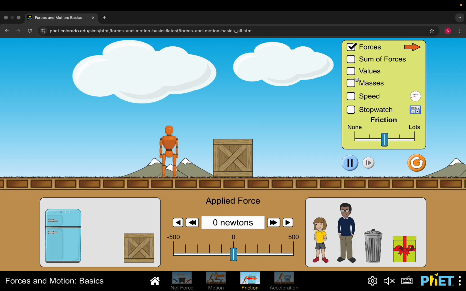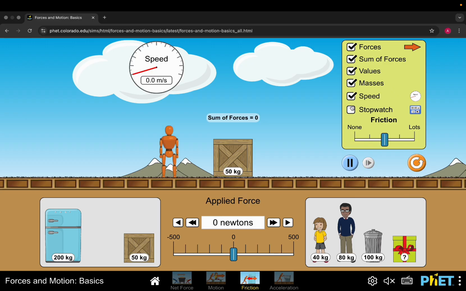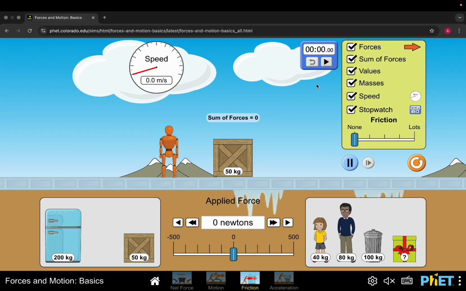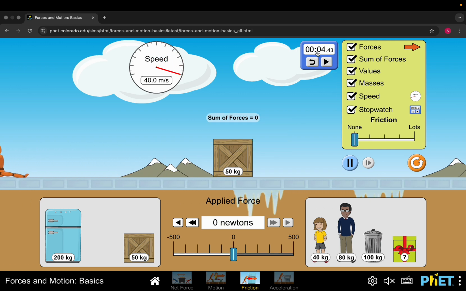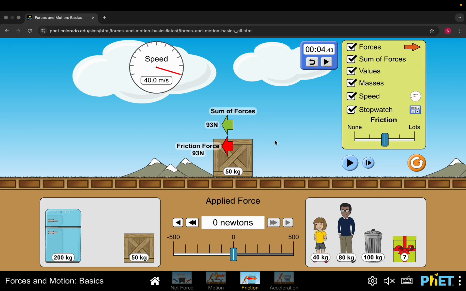Well, we can see, I'm going to add the stopwatch, so you can see the difference in the acceleration and the movement. So with non-friction, let's do it like this. And then, wait. So as you can see, it reaches a time of approximately 4 seconds to reach a speed of 40 meters per second with no friction. Now let's add friction. The friction force is about 93 newtons.